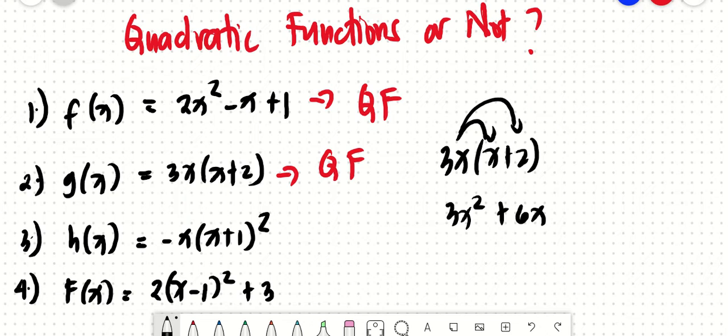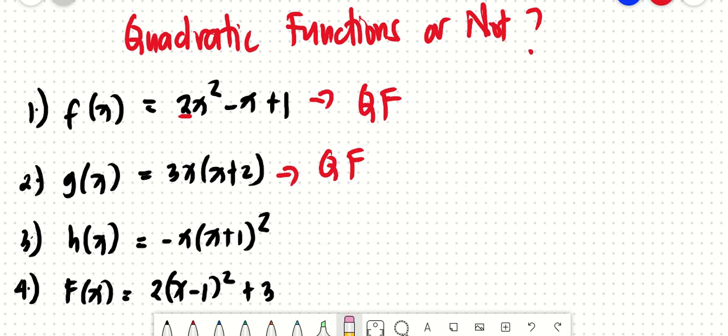Observe, yung first term, balikan natin yung number 1. Yung first term natin dito ay quadratic term. Yung coefficient nga is 2. Dapat yung quadratic term natin is not equal to 0. Dapat 1 pataas. So, as you can see here sa second example, yung coefficient natin ng quadratic term is 3. At the same time, yung highest degree is 2. So, therefore, it is a quadratic function.